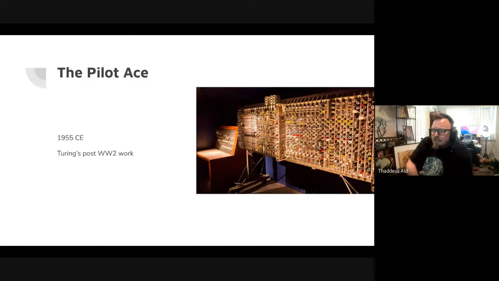Popping back over to England, 1955. This was Turing's post World War II work, the Pilot Ace, I believe University of Manchester, and he was working on a slightly different model of computation to what was being worked on in the US on UNIVAC. But around this time, I think the von Neumann model takes over, and that's what we mostly deal with today.